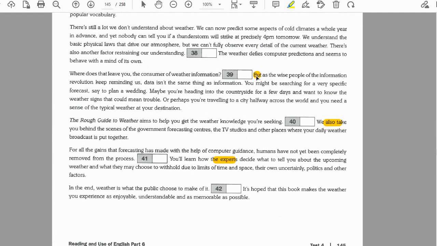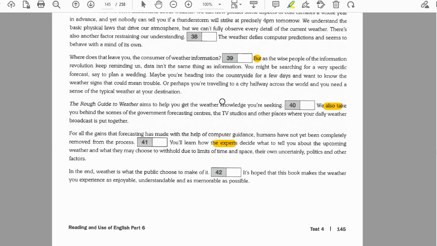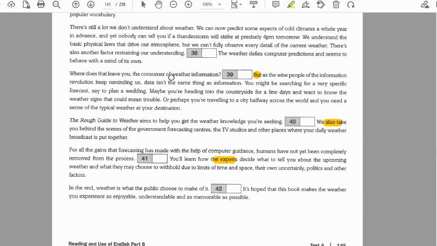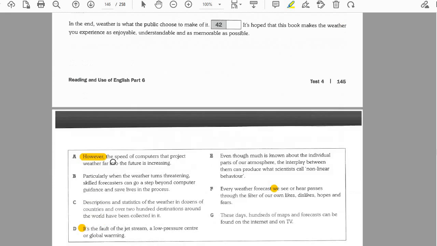Okay, so you do it for all of them. Okay, you predict, and mark potential. For example, here, where does that leave you, consumer? So probably you're going to have the answer to this question. Okay, so this is the prediction part, that's then specific words. And then you read A. Okay, where can I put A? Perhaps remember there's an extra sentence, so perhaps this doesn't fit anywhere.